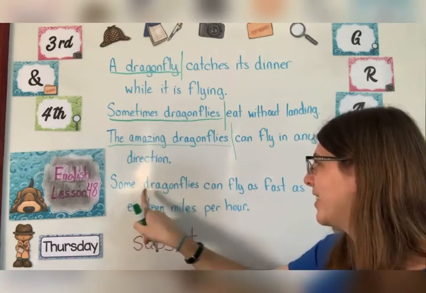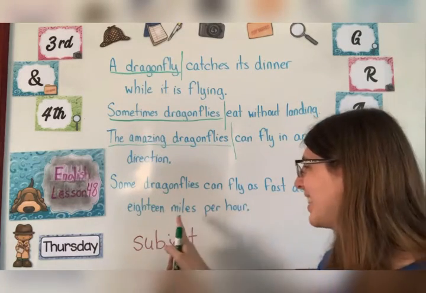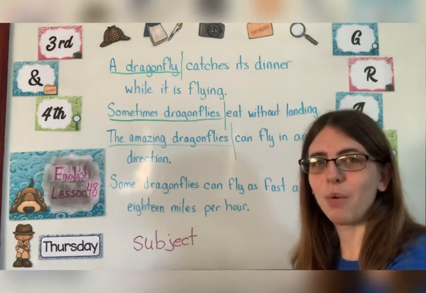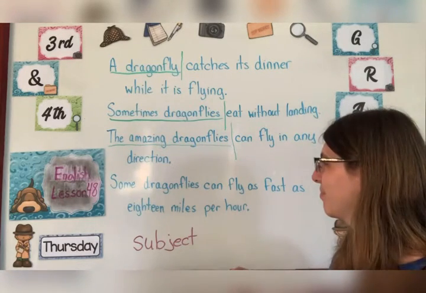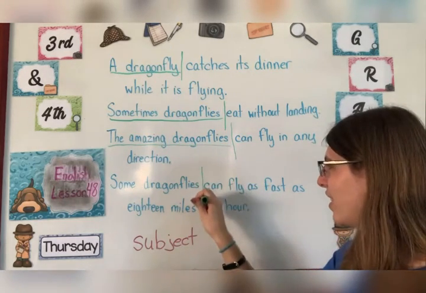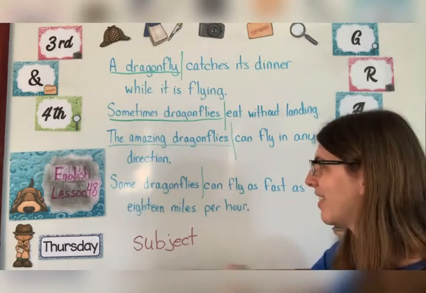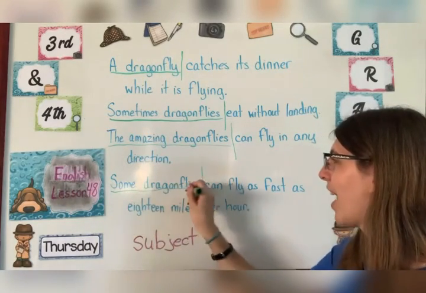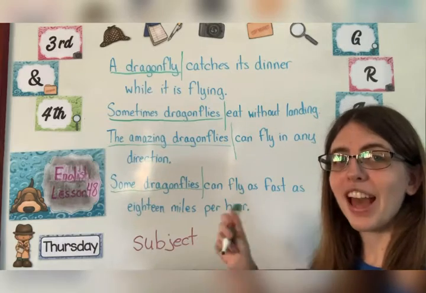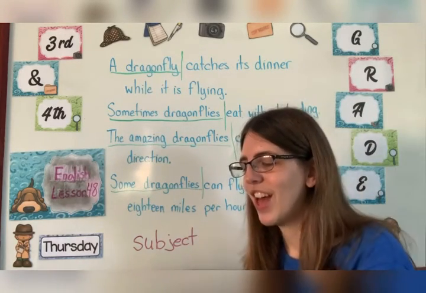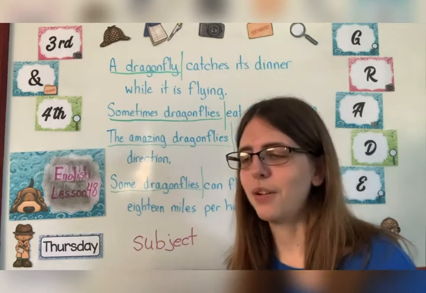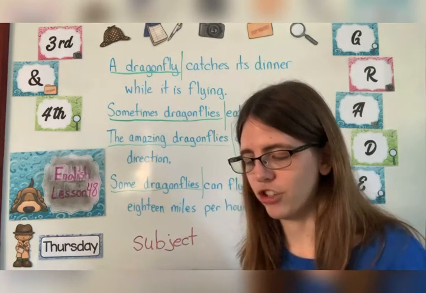And the last one, some dragonflies can fly as fast as 18 miles per hour. Wow, where's our verb here? What happened? Can fly, very good. Who or what can fly? Some dragonflies, good. That's pretty fast for a bug, right? 18 miles, woo-wee. Okay, we're gonna skip the dictado, turn over to your next page.